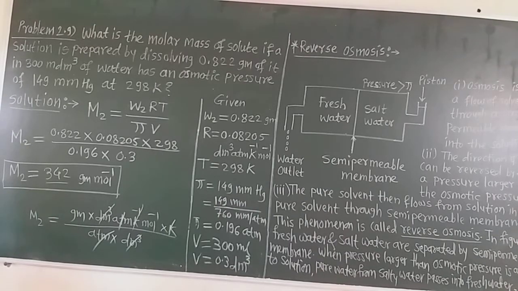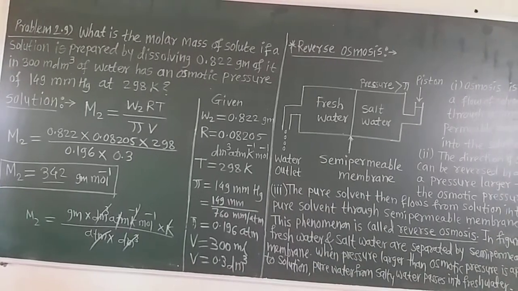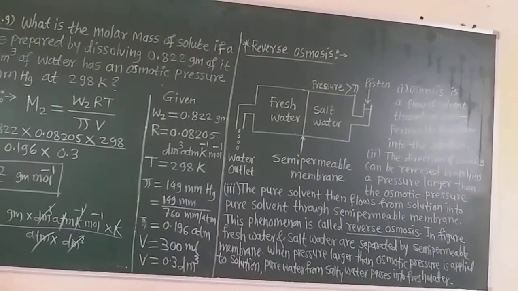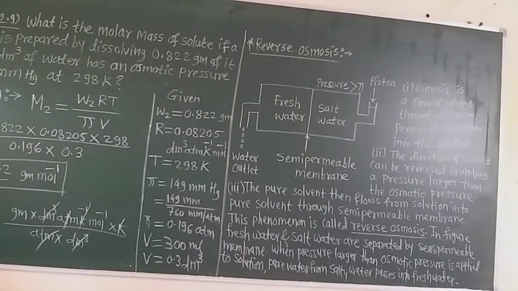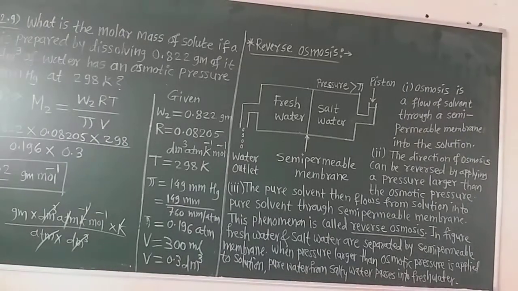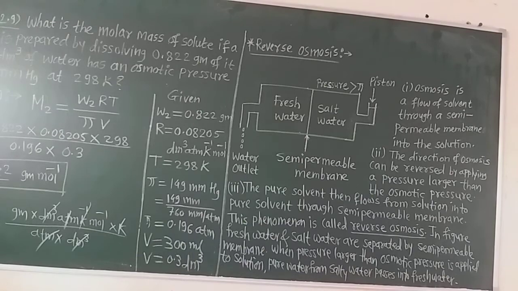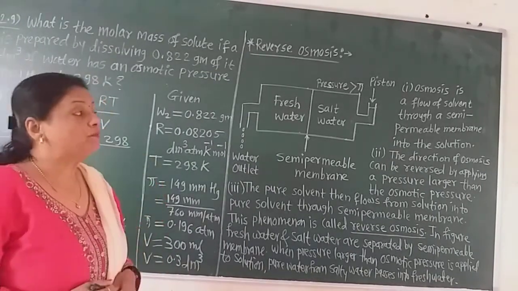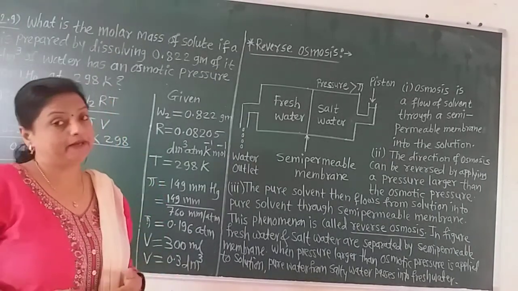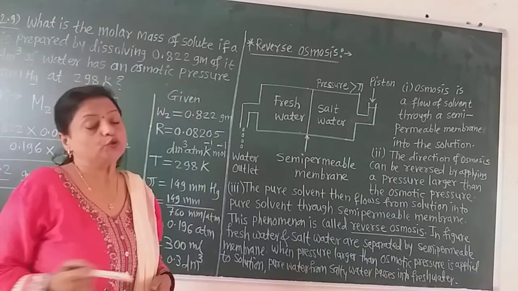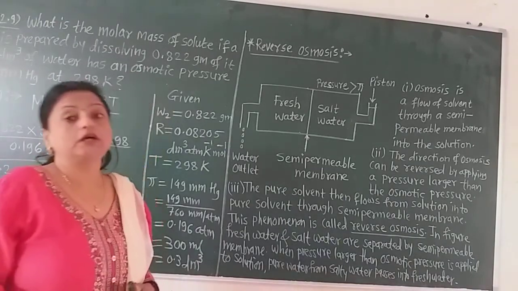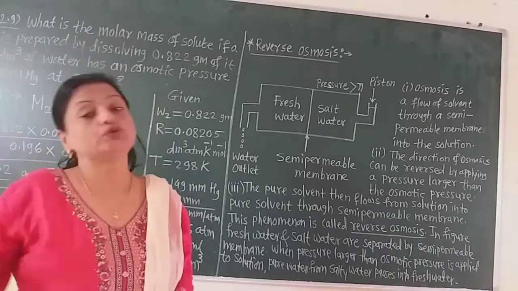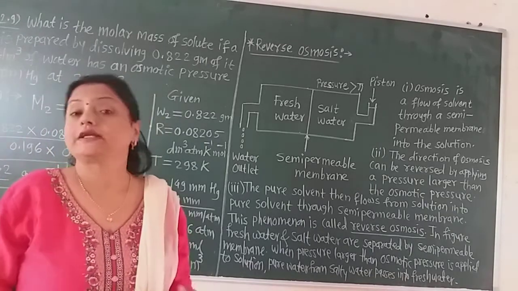Now students, let us learn about reverse osmosis. Here on the blackboard there is the figure for reverse osmosis. Now osmosis we know. In osmosis, what is there? Osmosis is the flow of solvent through a semi-permeable membrane into the solution. That is, the flow of the pure solvent into the solution through the semi-permeable membrane is called osmosis.